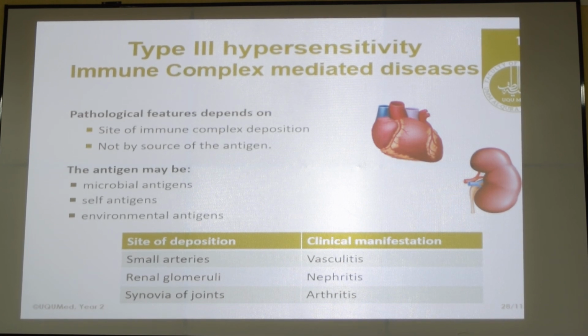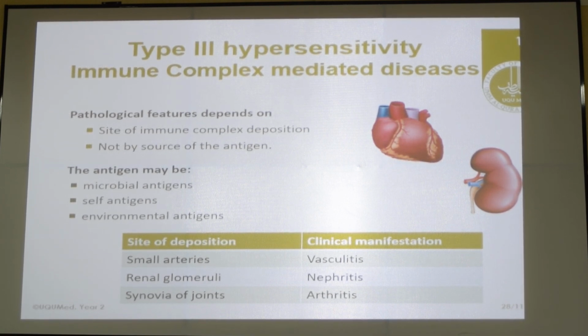If they are deposited in the small arteries, they lead to vasculitis. If they deposit in the kidney, they result in nephritis. In the joints, they result in arthritis. And mostly it occurs in the kidney and the joint. Why? Because the synovial fluid that is formed in the joints, it is by high pressure. Okay? When there is high pressure, these immune complexes are deposited.